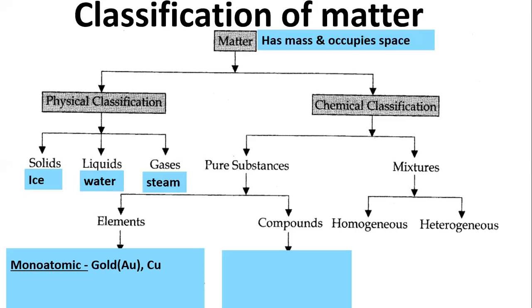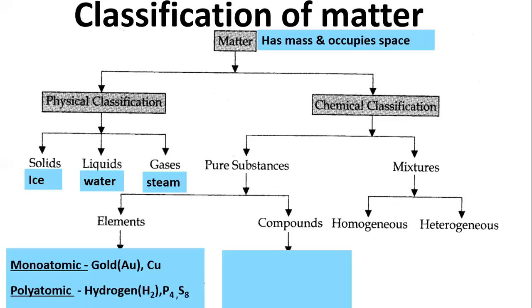Now this element is again further classified into two categories: one is monoatomic and the other is polyatomic. Monoatomic means it is made up of only one atom. The word mono refers to one or single. So it is made up of only one type of atom. Here the examples are gold and copper, and any element you can try. Gold and copper, then aluminium and silver, everything is made up of a single atom.